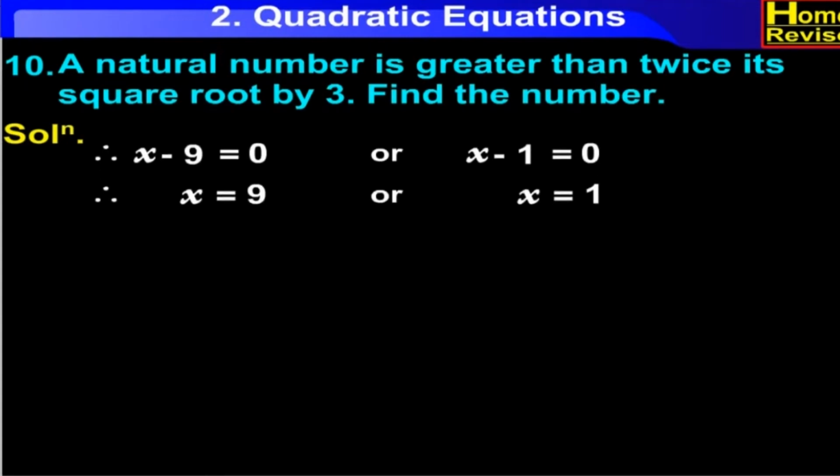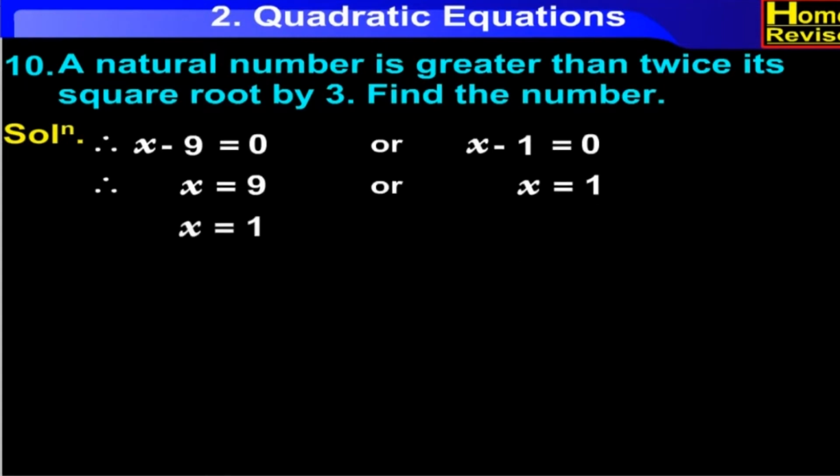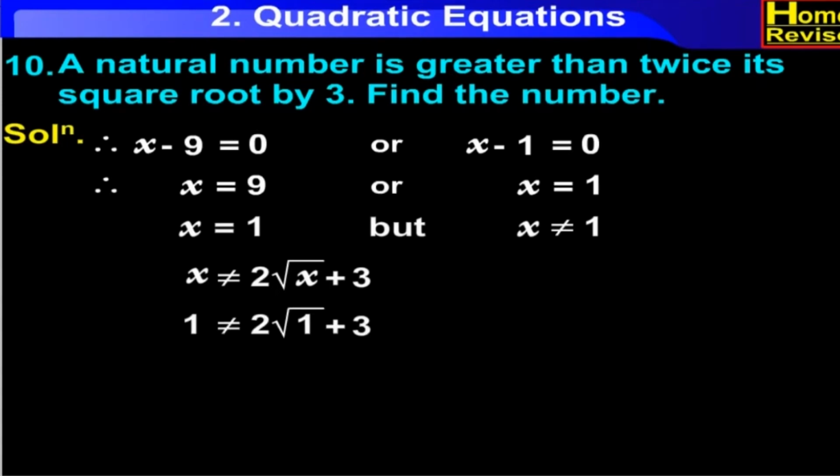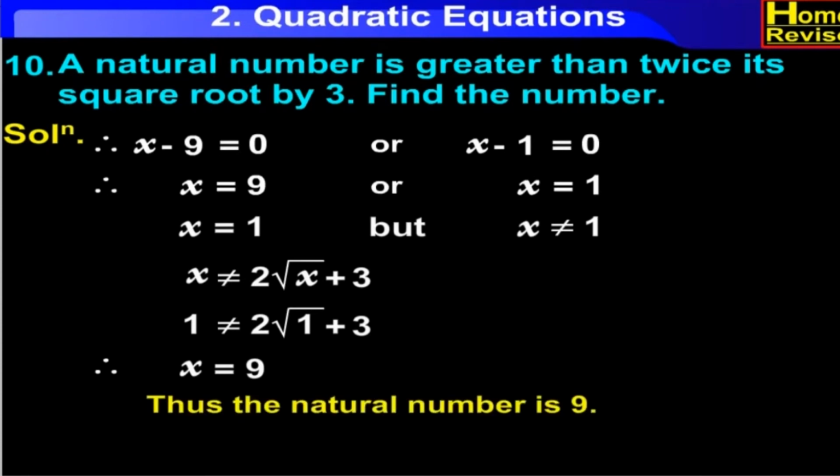If x is equal to 1, but x is not equal to 1 as it does not satisfy the given condition, that is x is not equal to 2 root x plus 3. 1 is not equal to 2 root 1 plus 3. Therefore, x is equal to 9. Thus, the natural number is 9.